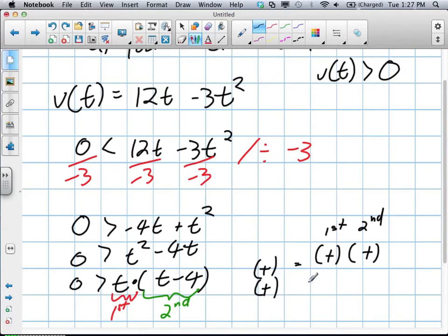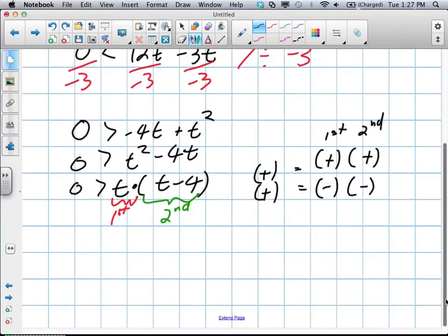Or my second term will have to be negative, and my first term will have to be negative. Those are the only ways we can get a positive answer. If it's vice versa, we won't get a positive answer. Not what we're looking for. Now that I know that, I need t to be positive. So either, this is our first case.